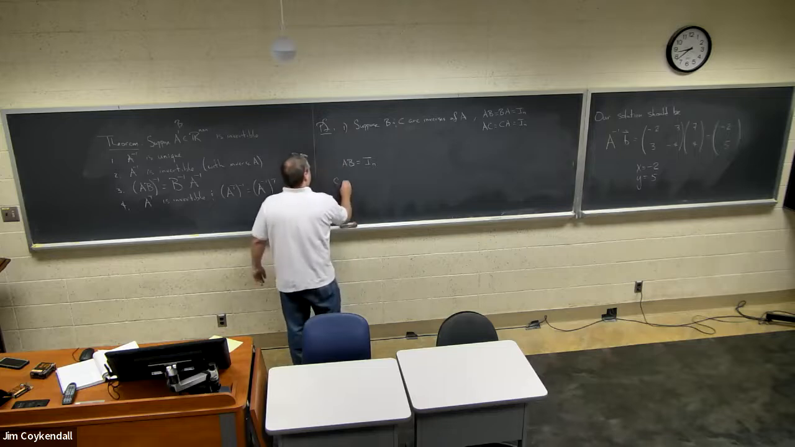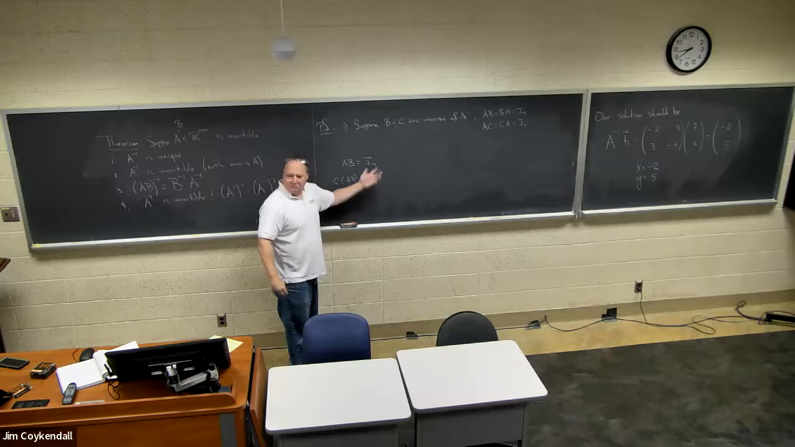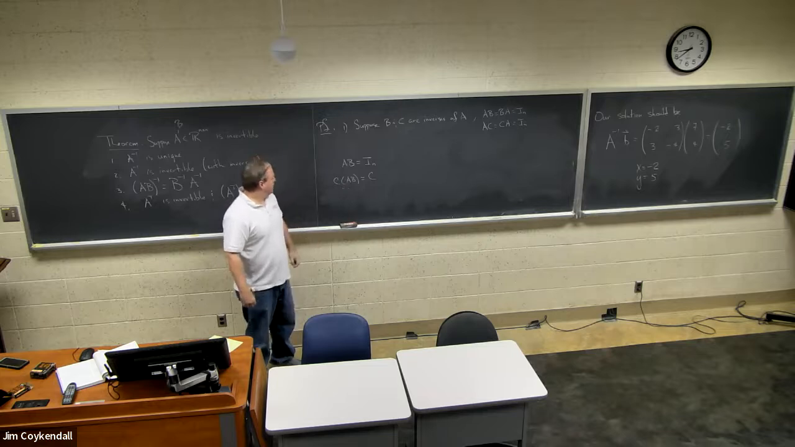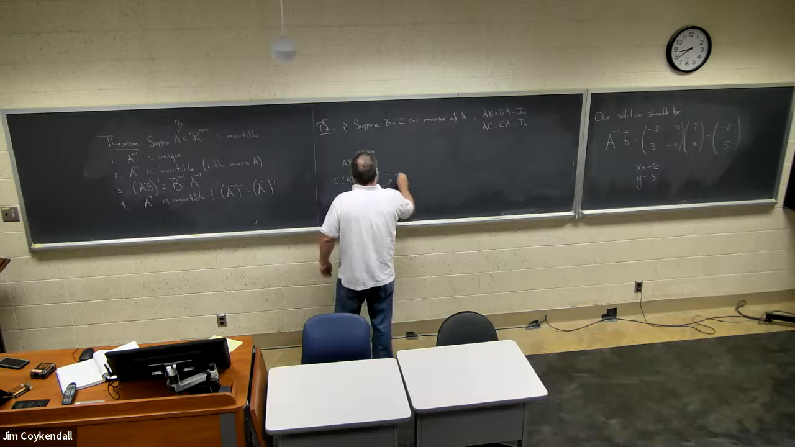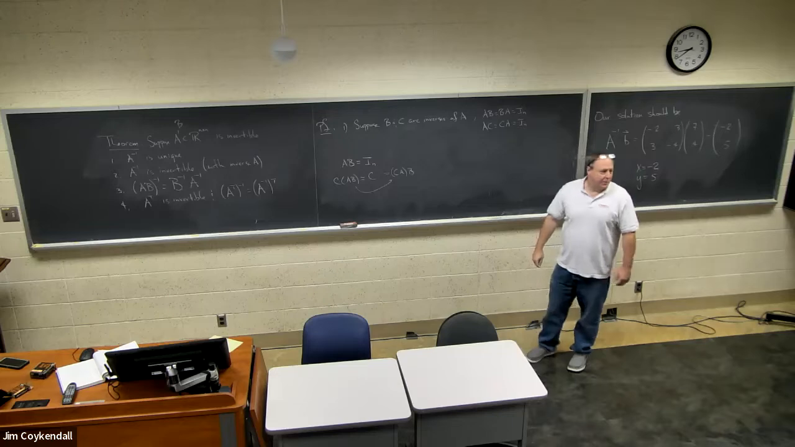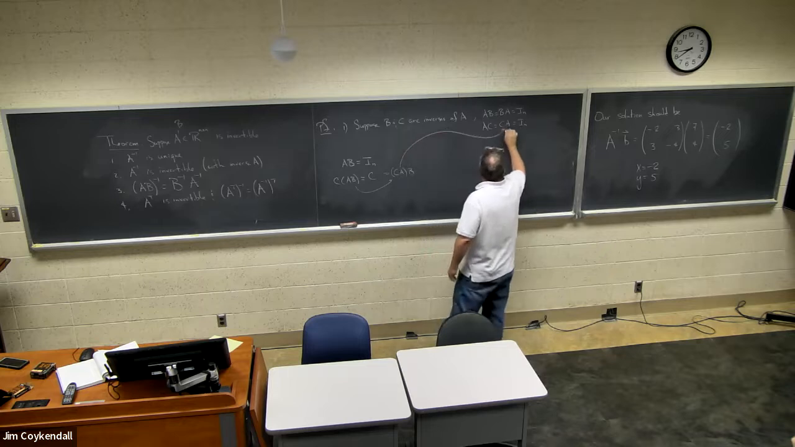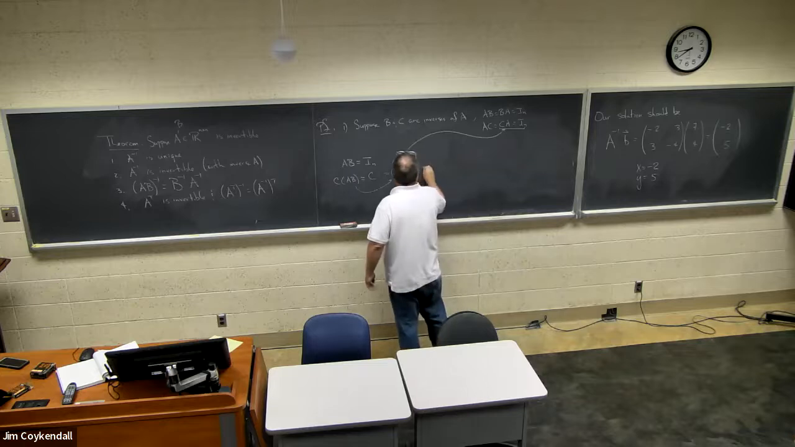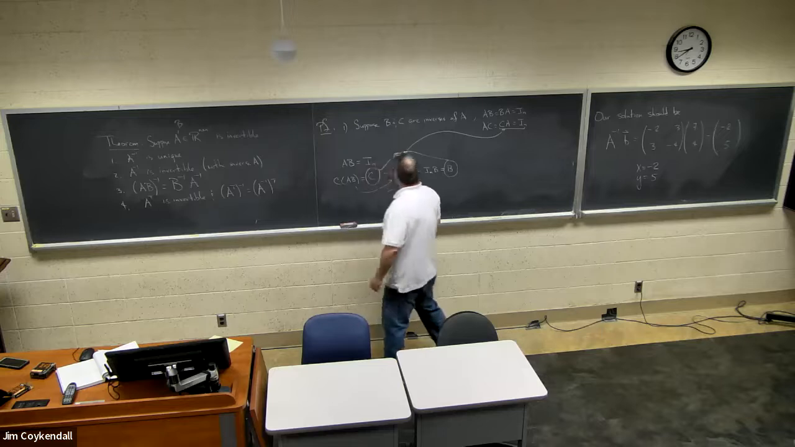So multiply on the left by C. And what's C times the identity matrix? It's just C, right? But this is also equal to CAB, because I can move parentheses there. And what is CA equal to? It's the identity. So this is IB, which is B. So B is equal to C.